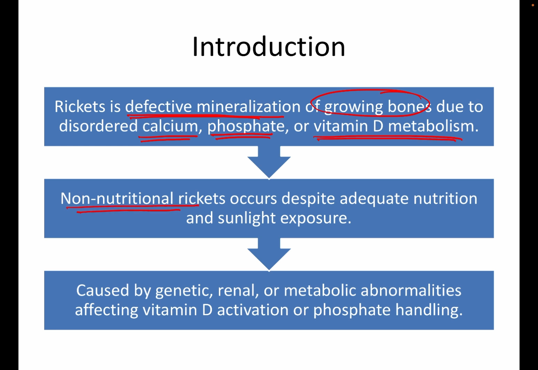Non-nutritional rickets, that is rickets that is not due to any micro or macronutrient deficiencies, occurs despite adequate nutrition and sunlight exposure. So in these patients, there will be normal levels of vitamin D. Despite having normal vitamin D levels, they will be having rickets. It is usually caused by genetic, renal, or metabolic abnormalities affecting vitamin D activation or phosphate handling.